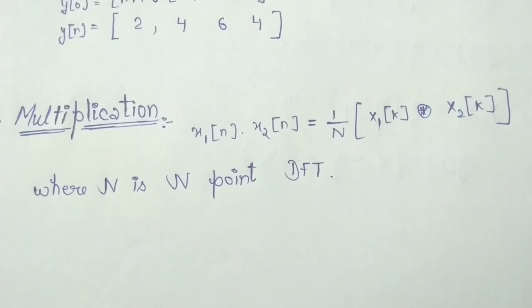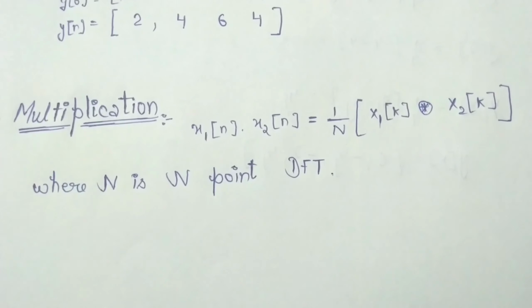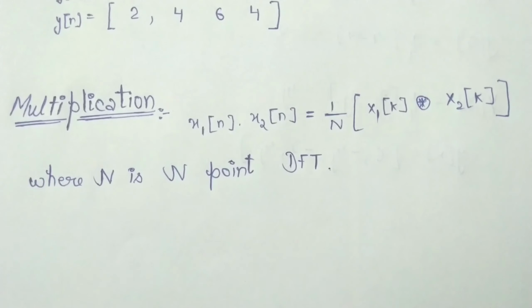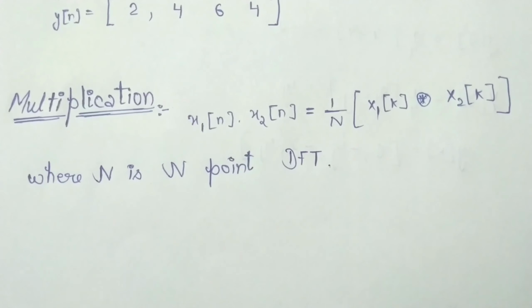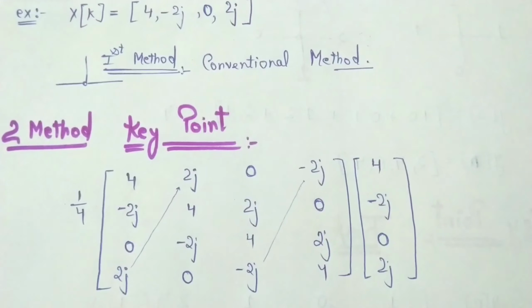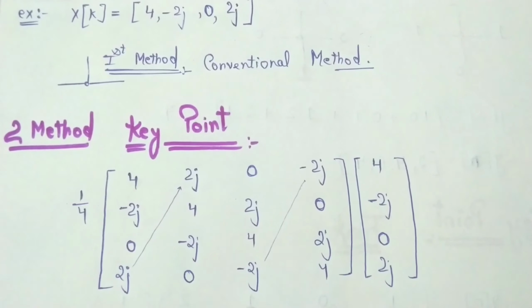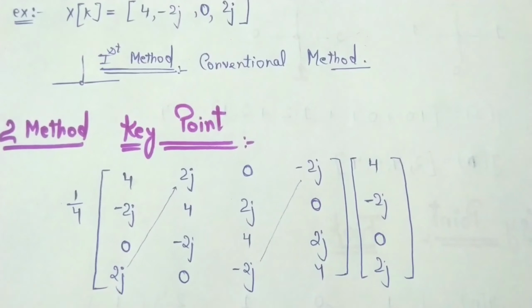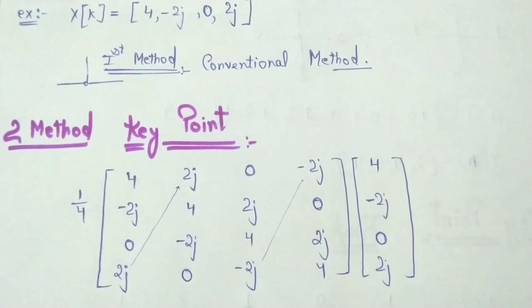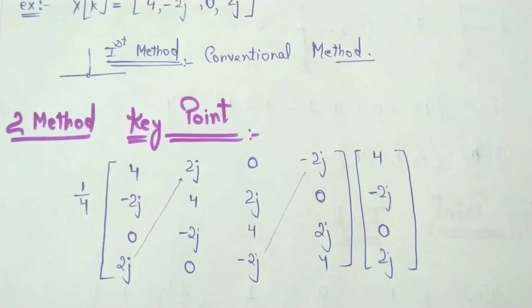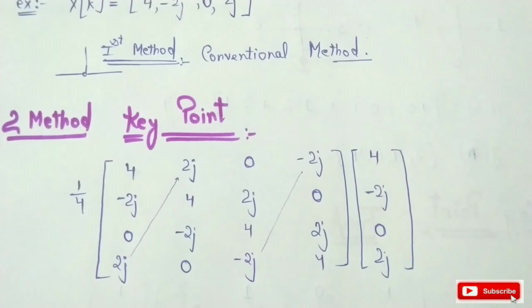Next property is multiplication. Multiplication in time domain is given by the convolution in the frequency domain, but this time it is divided by N, where N is the N-point DFT. The signal is 4 minus 2j, 0 and 2j. In the first method we can perform this question by the conventional method as we did for the time domain convolution, but we perform this with the easy method, that is matrix multiplication.